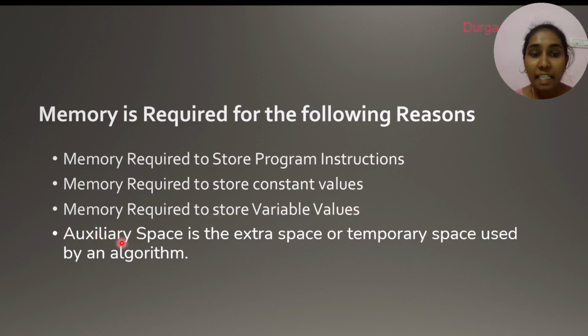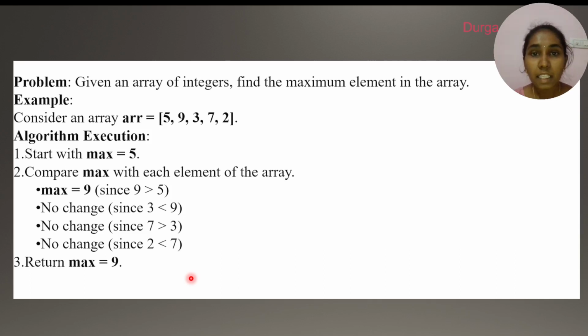The next one is auxiliary space, which is the extra space or temporary space used by an algorithm. Any additional space required for the algorithm is nothing but auxiliary space. Okay, so see this example algorithm. Given an array of integers, find the maximum element in the array. For this problem, we developed one algorithm.